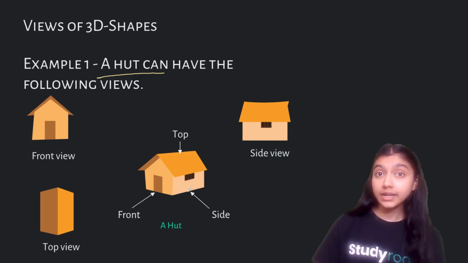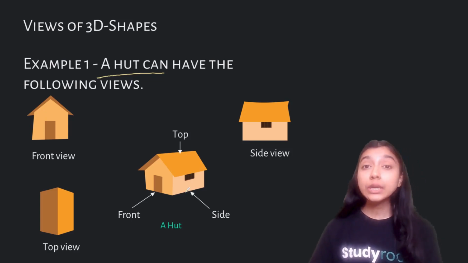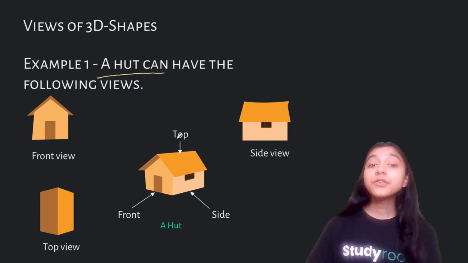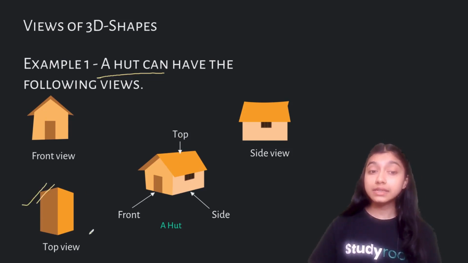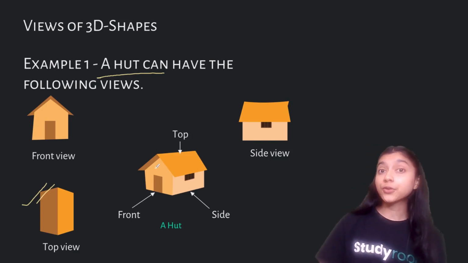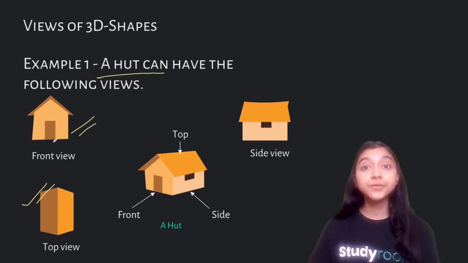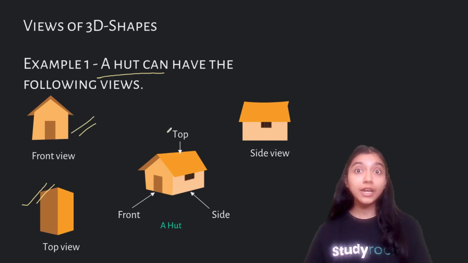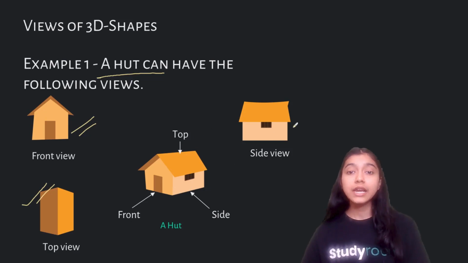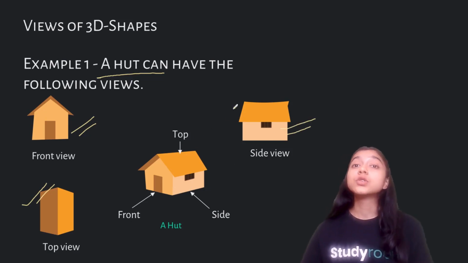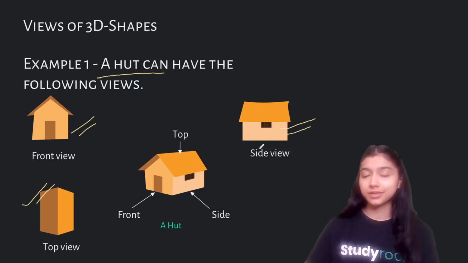But a hut is a three-dimensional figure, so it will have different views. When we view the hut from the top, it somewhat looks like this. So, this is the top view of the hut. Now when we look at the hut from the front, it somewhat looks like this. So this is the front view of the hut. Now, if I look at the hut from the side, it somewhat looks like this. So this is the side view of the hut.